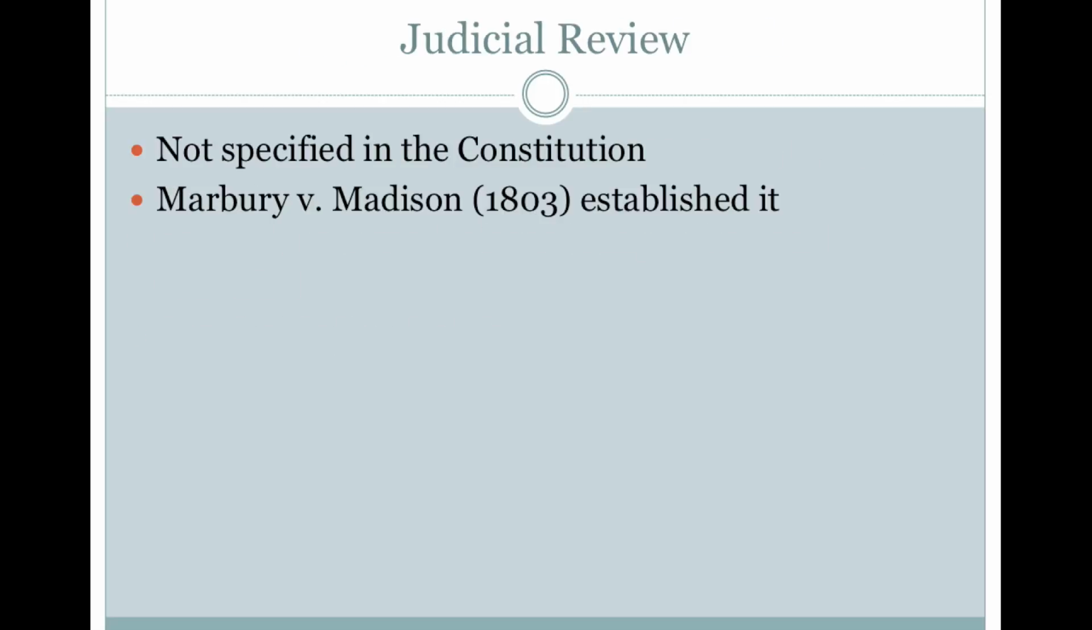Judicial review means that the Supreme Court can decide that a law is unconstitutional and therefore the law is null and void. This power is not specified in the Constitution. The Supreme Court itself established and assumed this power in a case called Marbury v. Madison in 1803.